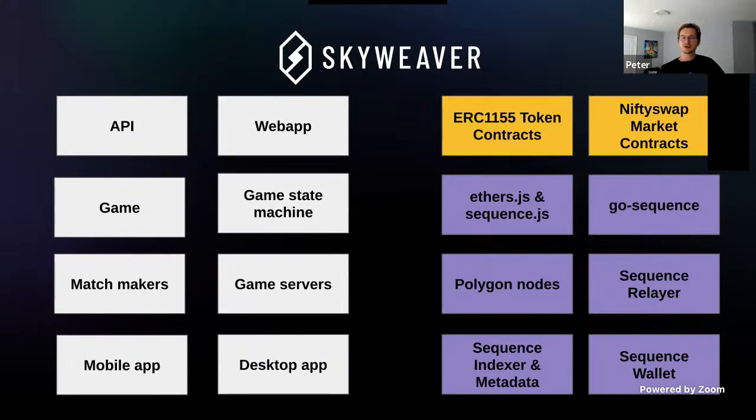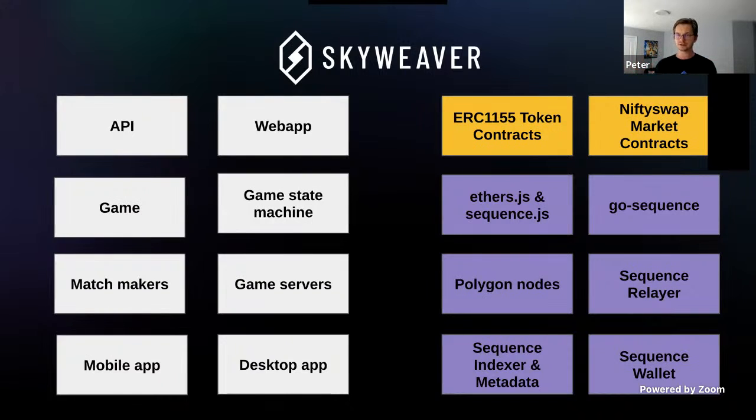On the left-hand side in the gray, you can see API, web app, game state, matchmakers, game servers, mobile app, desktop app. These could be similar properties to any video game you're creating. You have a back end, you have a front end, you have a video game, you have game state. We'll save that for another time. Really cool stuff.